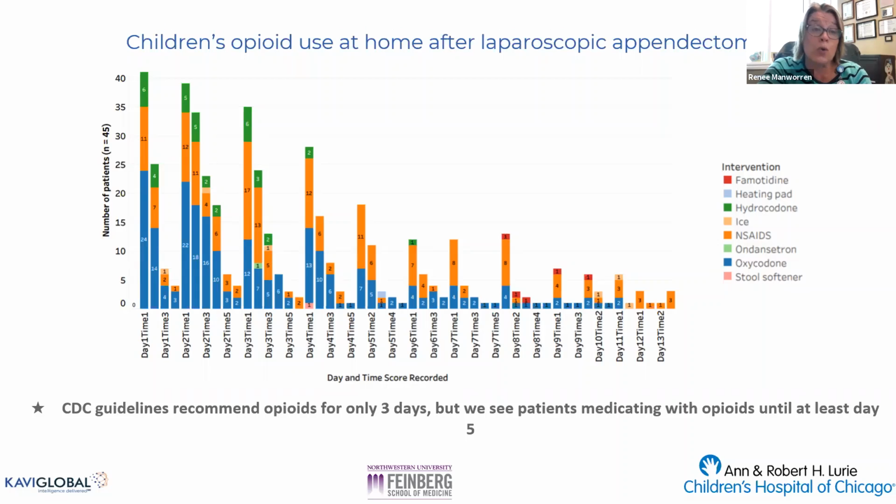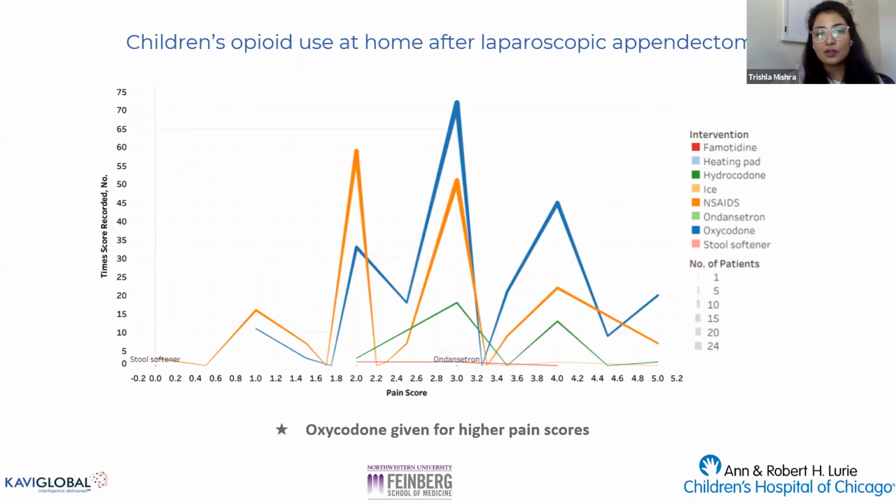Yes, the majority were only using it for 1 to 3 days, but we still see a good deal of patients using oxycodone to treat their severe pain at days 5, 6, 7, and beyond. That's right, Renee. So now, after looking at the trend in the interventions used by these patients for all these 14 days, we wanted to see for what level of pain, which medication is being mostly taken by these patients.